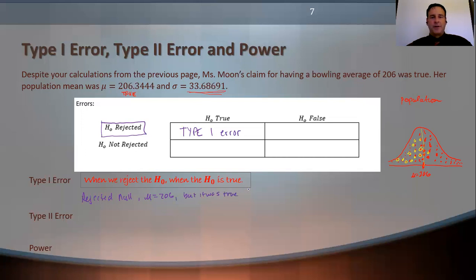Oftentimes they'll ask for a consequence, like what was the consequence for making this mistake? One, I may have lost a friend because I called her a liar. You may have lost a friend when she was actually being truthful. Second, I may have lost the opportunity of having a great player on my team. So, lost opportunity to have a great player.